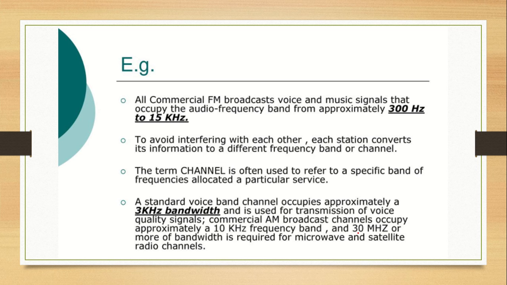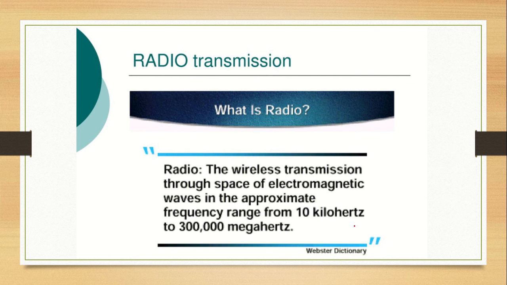So that's why frequency is expensive, because of the very limited space. For radio transmission, what is radio? Radio is the wireless transmission through space of electromagnetic waves in the approximate frequency range from 10 kilohertz to 300,000 megahertz. So these are called radio frequencies.